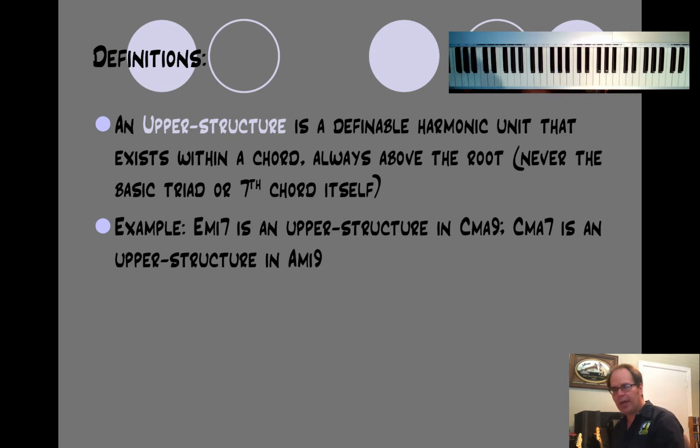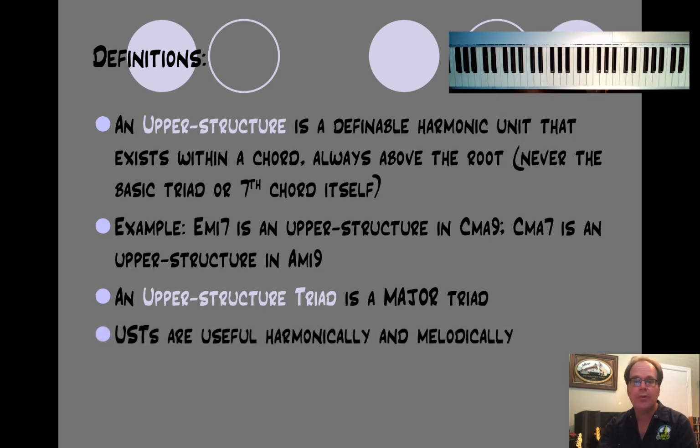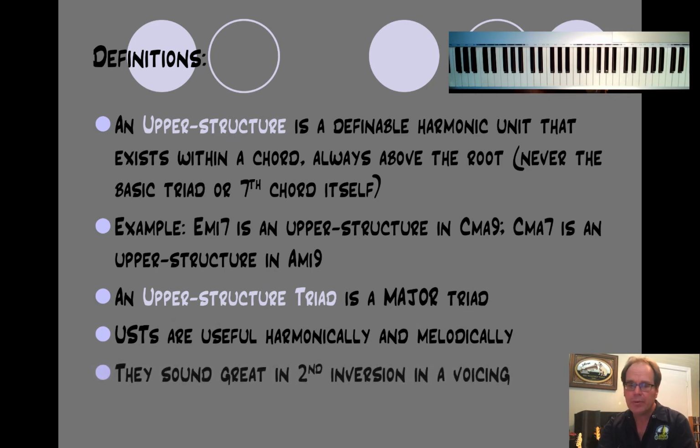Then let's see if we had A minor 9, like so. C major 7 is an upper structure in A minor 9. However, when we talk about the structures in this part of the video, we're going to talk about major triads. And these are triads that are actually upper structures in chords. And they can be useful harmonically and melodically. So we have to learn about them first, right? They sound great in a second inversion usually, and we'll check that out later when we do a few voicings.